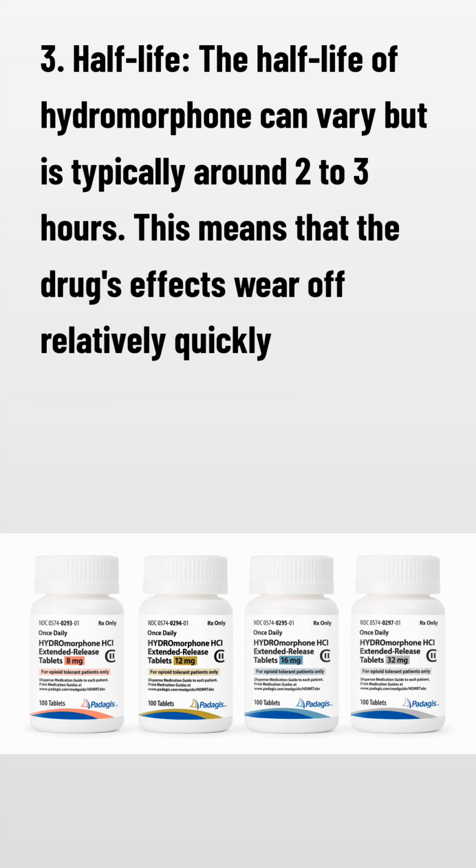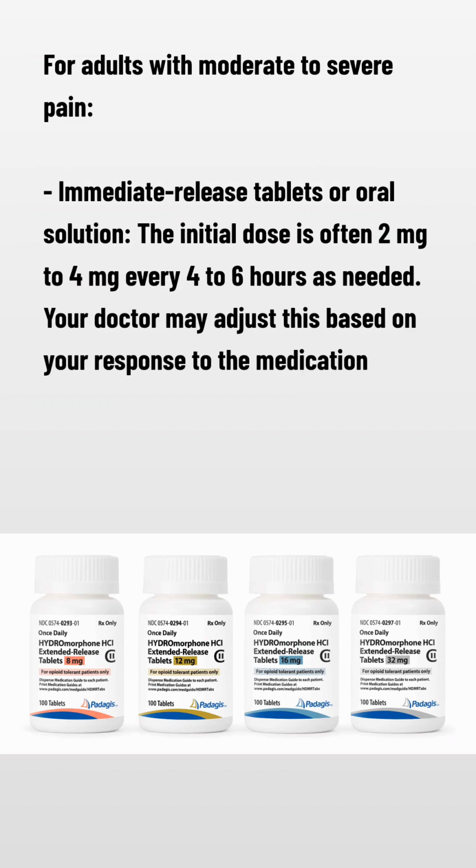3. Half-life. The half-life of hydromorphone can vary but is typically around 2 to 3 hours. This means that the drug's effects wear off relatively quickly. For adults with moderate to severe pain, immediate-release tablets or oral solution. The initial dose is often 2 milligrams to 4 milligrams every 4 to 6 hours as needed. Your doctor may adjust this based on your response to the medication.